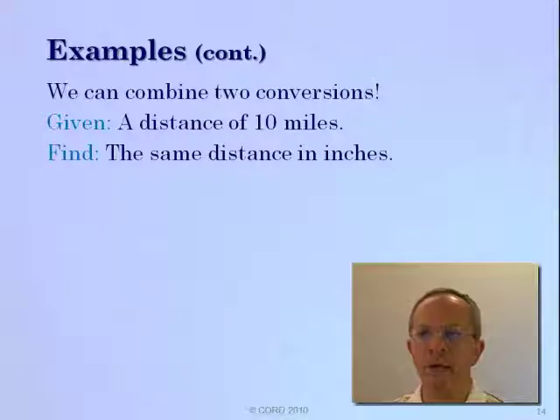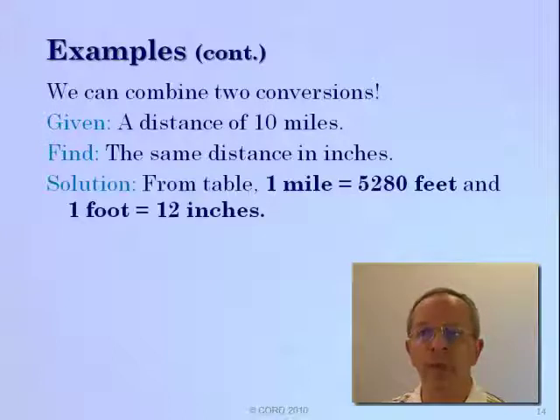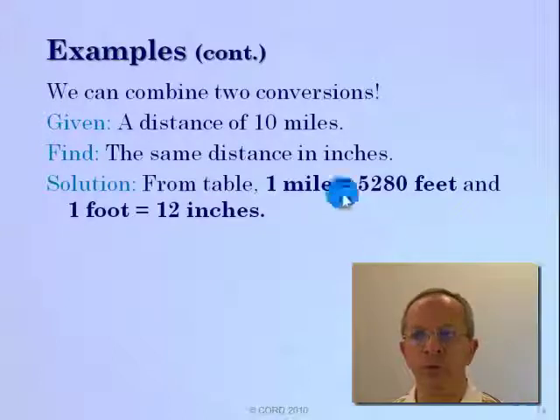Well, we can combine two conversions because all we're doing is multiplying factors. We can multiply two factors. So suppose we start with that given distance of 10 miles and we're asked to find that same distance in inches. So we're combining the previous two examples into one. From the table we have our previous two relationships. The 1 mile is equal to 5,280 feet and 1 foot is equal to 12 inches.